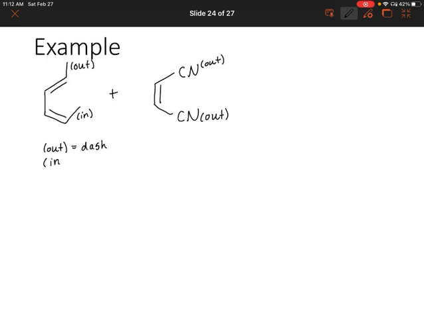If something is pointing in, that means it's going to be in a wedge position. So see if you can figure out the product, and I encourage you to also draw the transition state down below to kind of get an idea of where everything is going to point. So pause the video, try this one on your own first, and then when you're done, we'll go over it together.